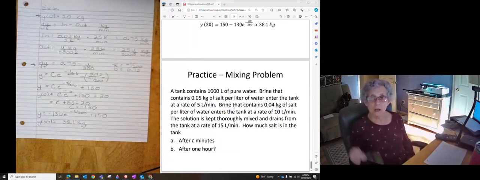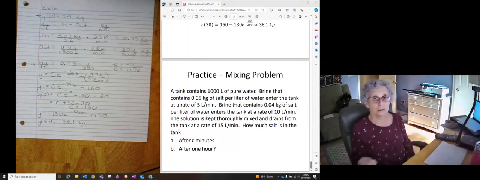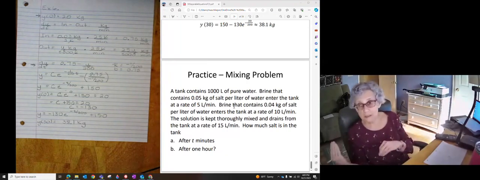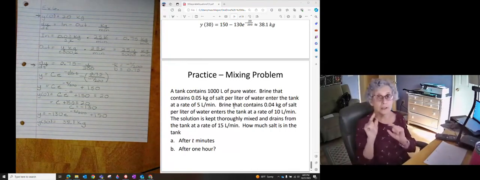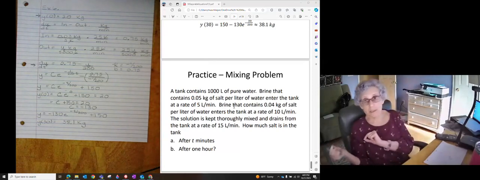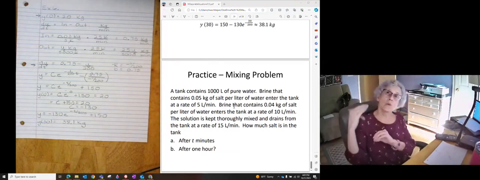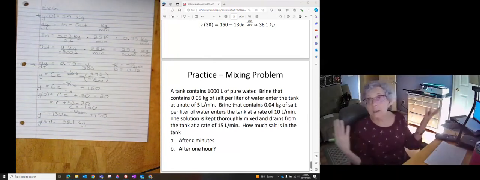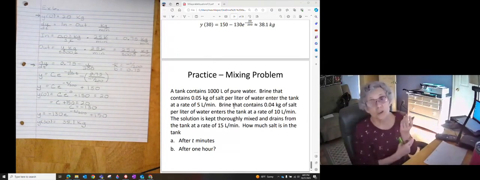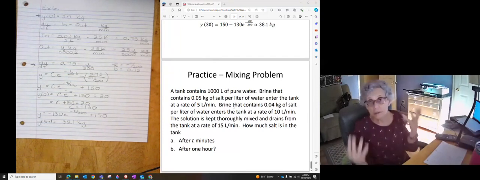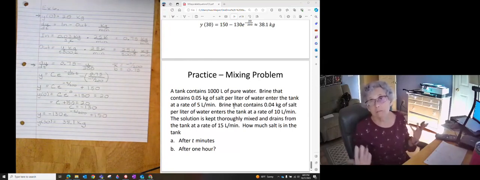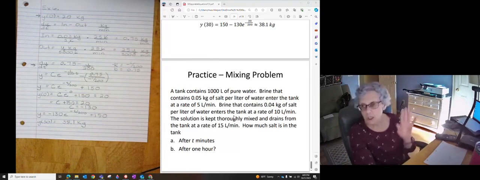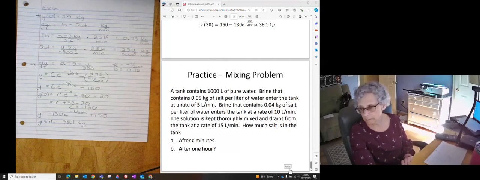A tank contains 1,000 liters of pure water. Pure water, that means your initial amount of salt is 0. And remember, for purposes of other problems, if pure water is coming into the tank, then your in rate will be 0 because there's no salt or whatever contaminant coming in. But give this one a try, set it up just like we did the last one.